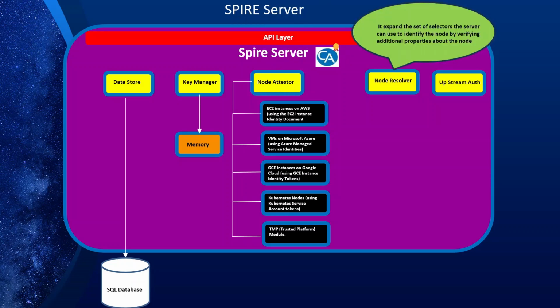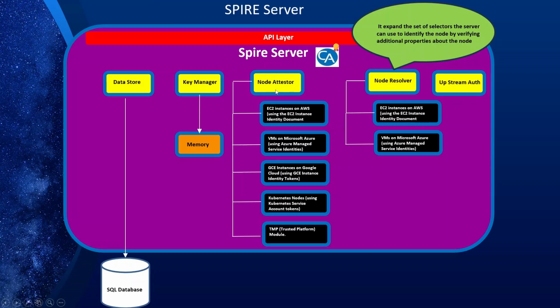A node resolver basically helps the node attester. It provides a little more information about the node, and there are a number of node resolvers. One is EC2 for AWS, and there is one for Microsoft Azure. Basically, they provide more attributes about the node. But the heavy lifting is really done by the node attester. This is kind of more information about the node.